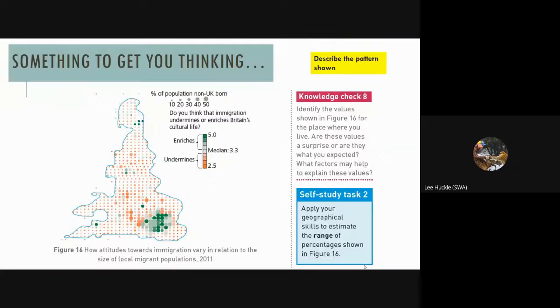Okay, let's remind you of what we did here. We started off again with a particular type of map and data, which shows how attitudes towards immigration vary in relation to the size of the local migrant population. So what this basically tells you is the dark green areas are where people are saying immigration, immigrants enrich their area. It's a good thing. You can see there, predominantly in and around London. Most people are saying that. And then some of the northern cities there, central and northern England.